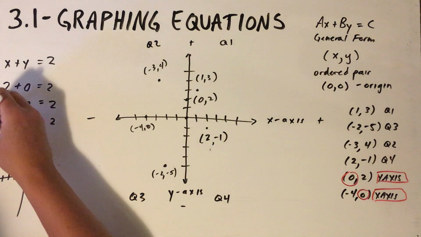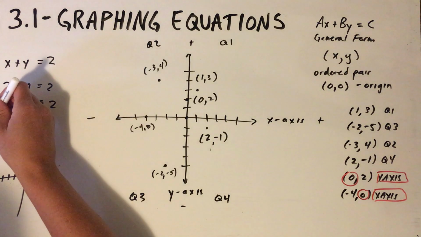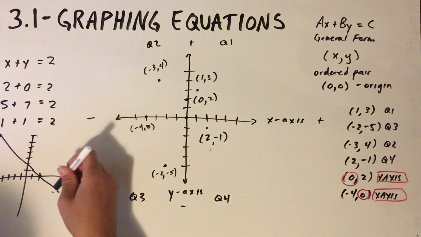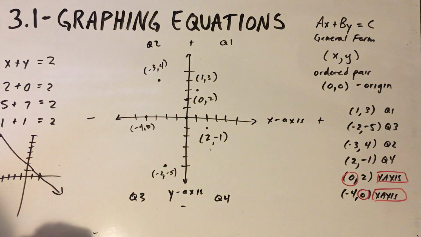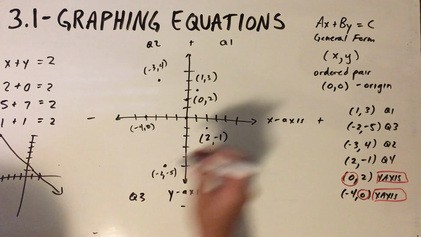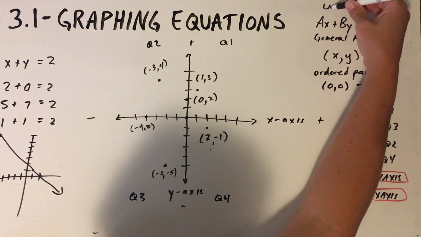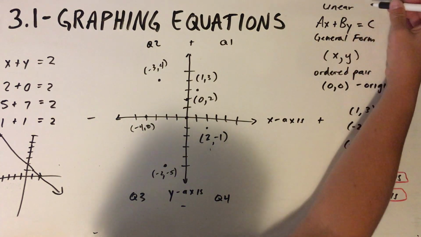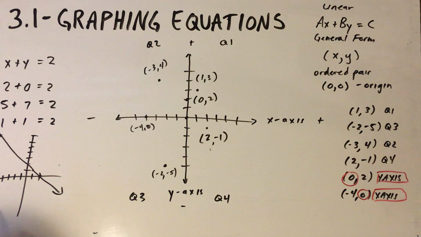And if I kept going and just listed all these different things, you can see that if I connect these dots, this makes a line. This is why this is called a linear equation. Okay, it's a linear equation because it makes a line.